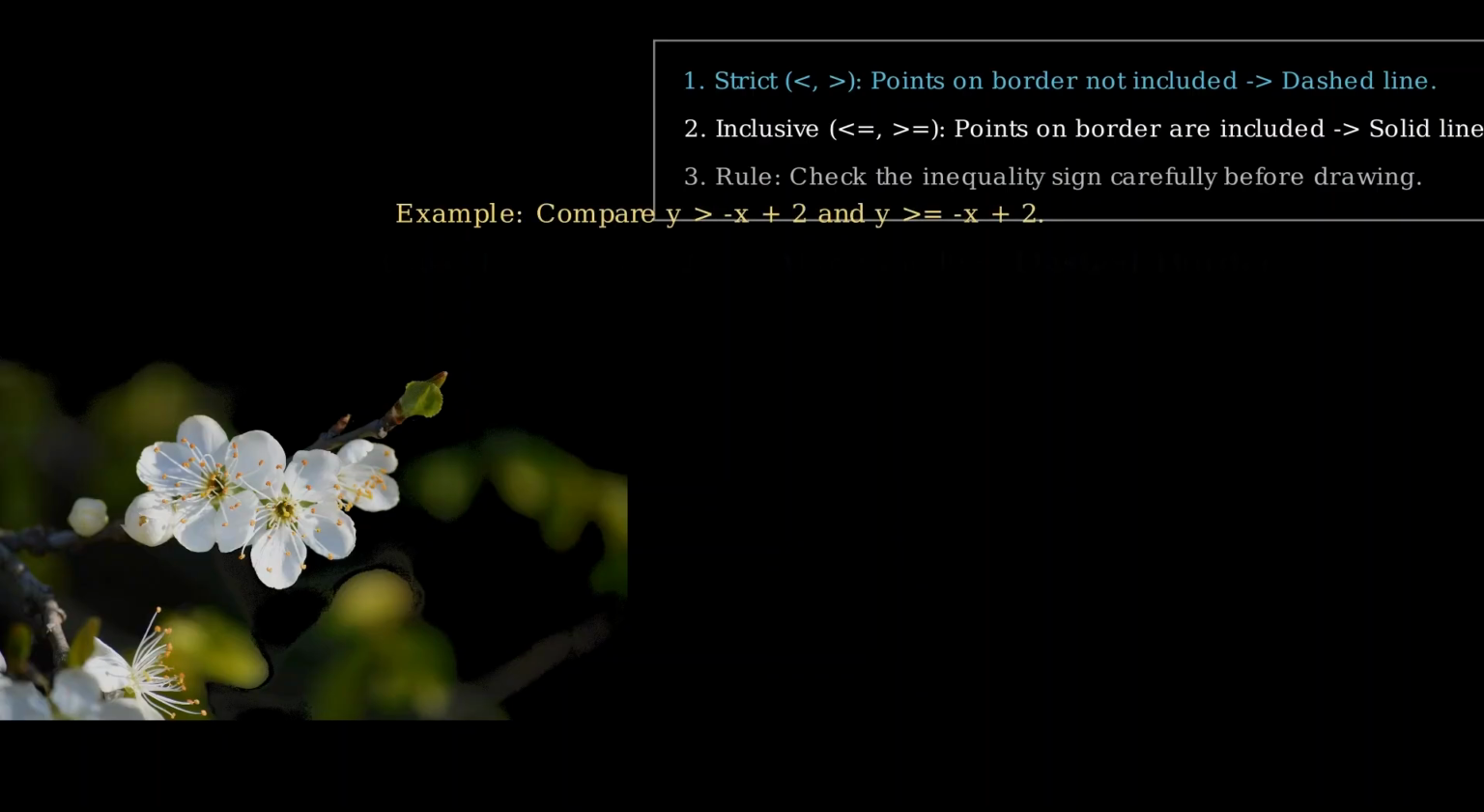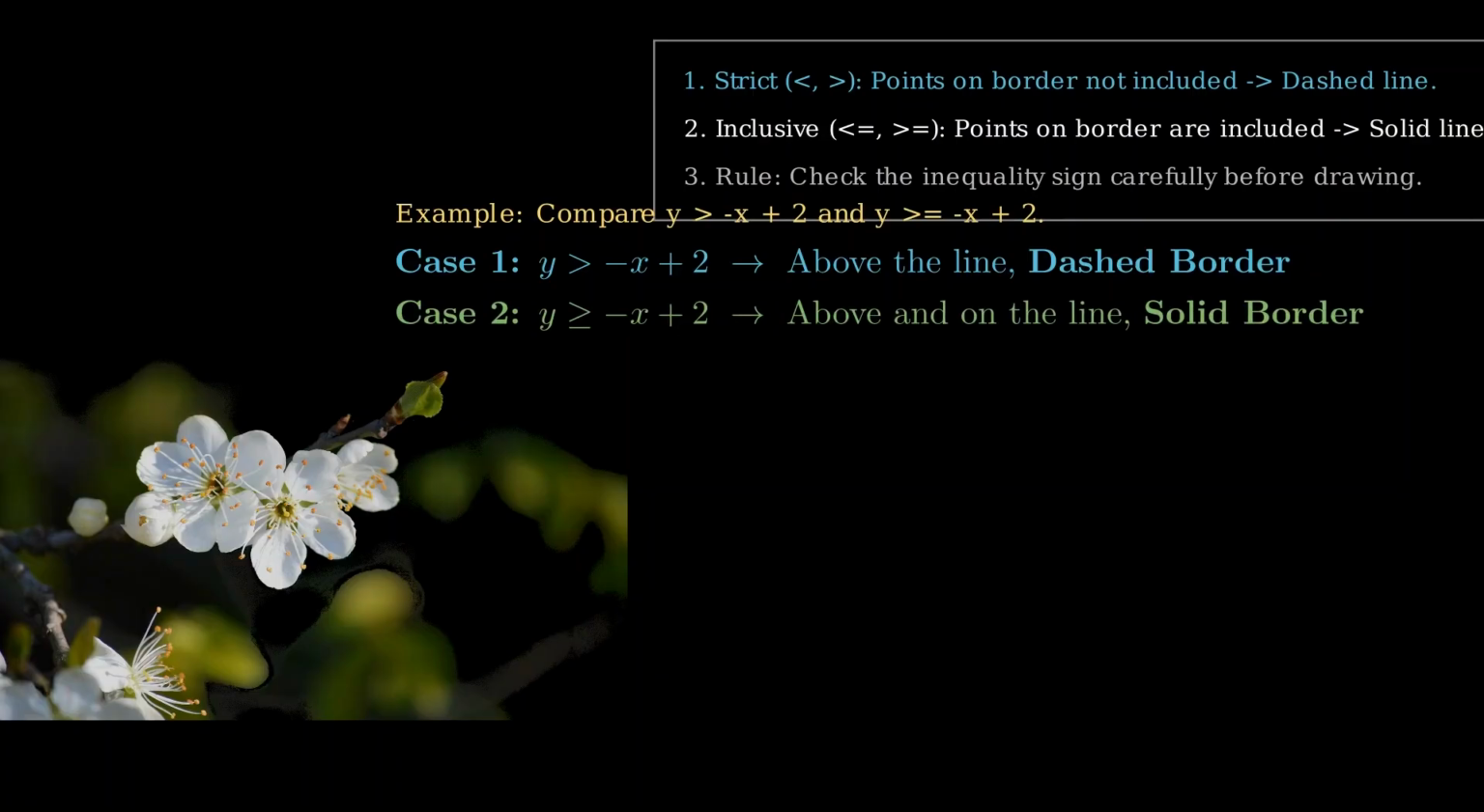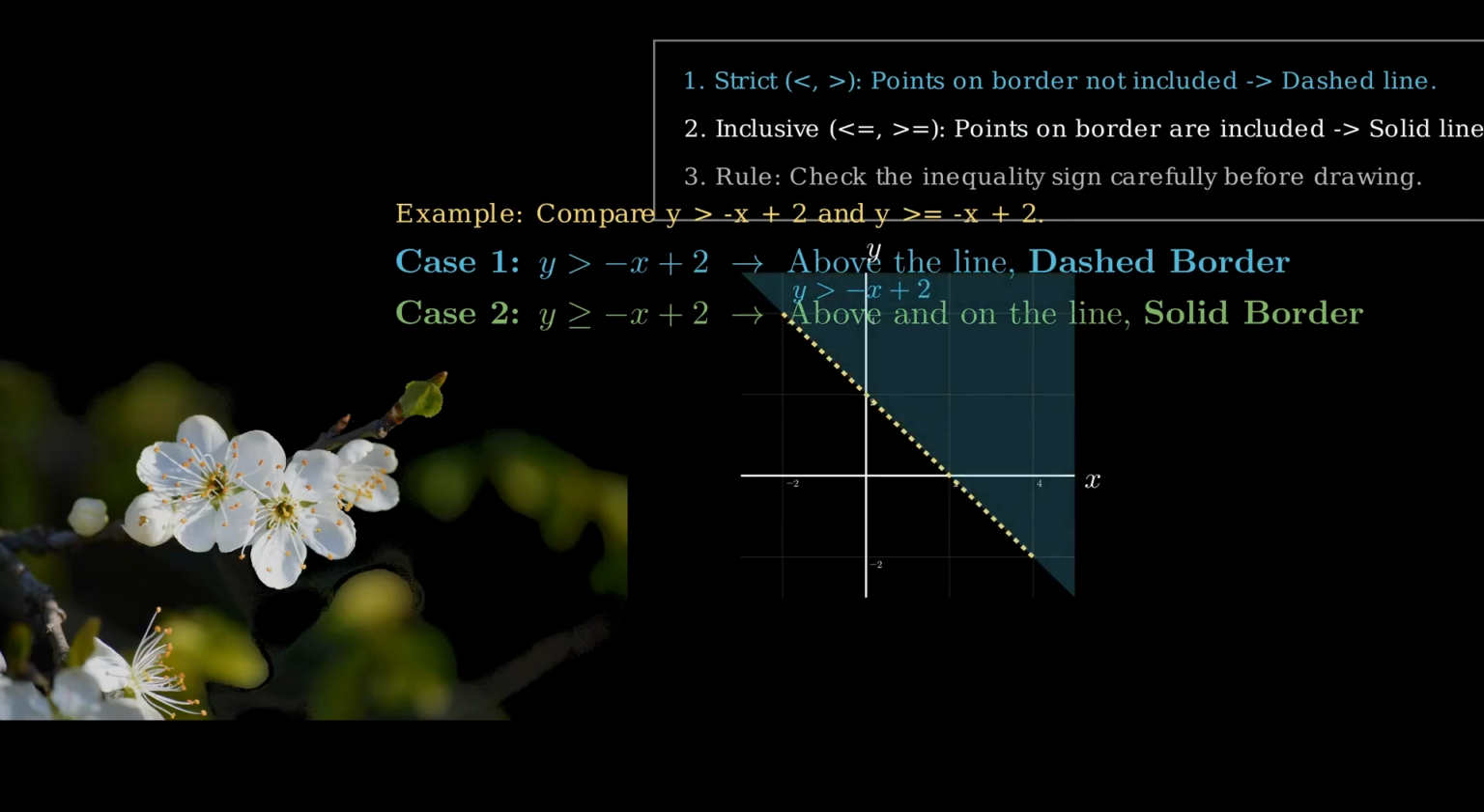Let's visualize this using a custom example. y is greater than negative x plus 2. Because this is a strict inequality, we sketch the region above the line and make the border dashed. Now, if we change the sign to greater than or equal to, the boundary line's points are now included, and the dashed line transforms into a solid line.